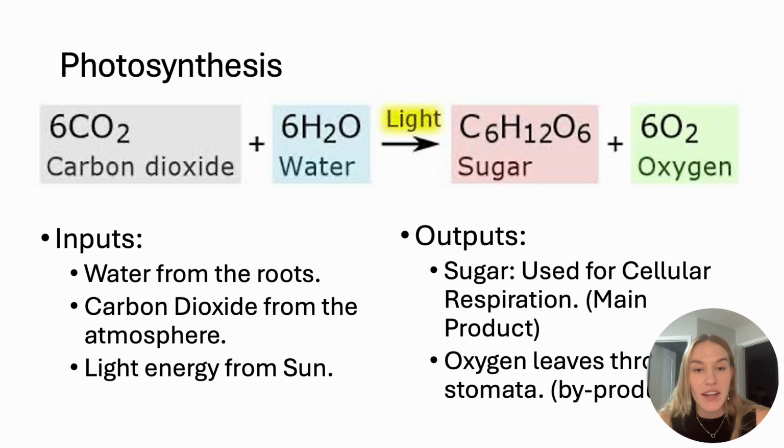I need carbon dioxide, and the carbon dioxide comes from the atmosphere. Then we also need light, and the light is coming from the sun. Now I also want you to remember that if I say photon is a light particle, you need to understand that I'm talking about light in that instance. And then what do I get out of it? Well, I get glucose, which is a sugar, and that's going to be used for cellular respiration.